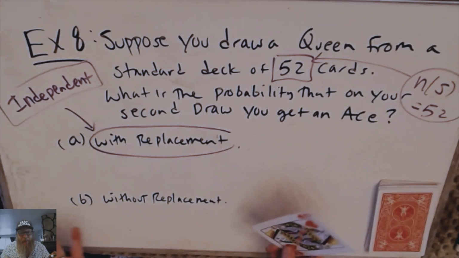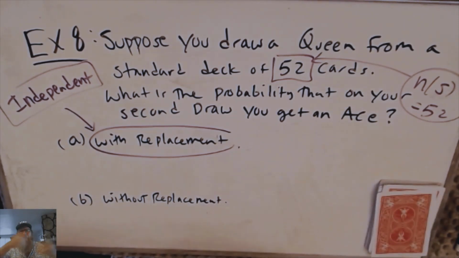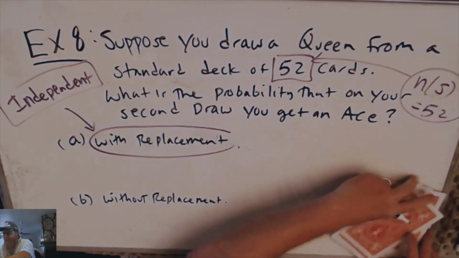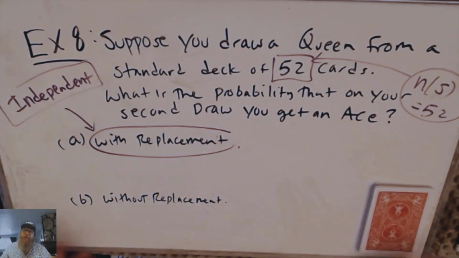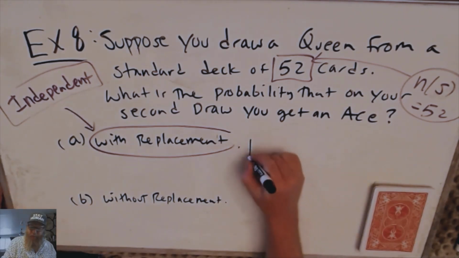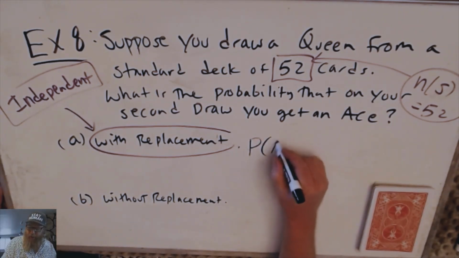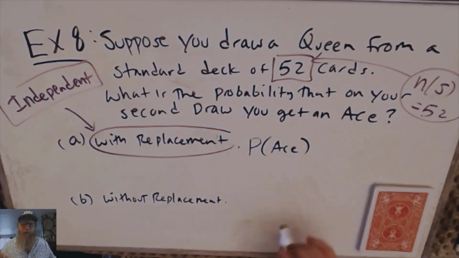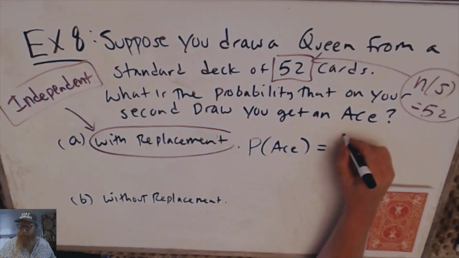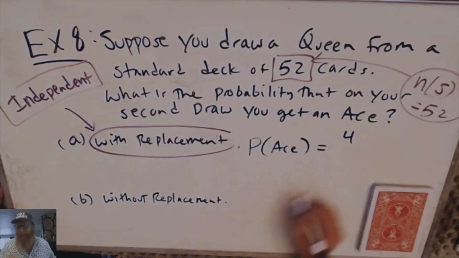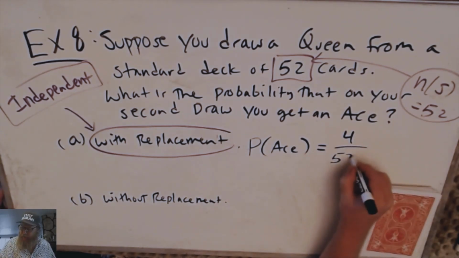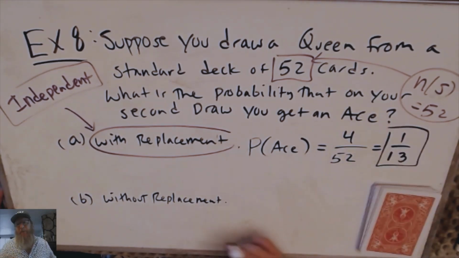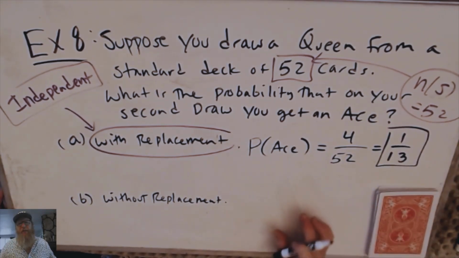The probability that I then draw an ace on my second draw, and put the card back in the deck, is independent of the fact that I had just drawn an ace. So the probability of drawing an ace, that would be my event, I'm just writing the word ace, is, well, there are 4 aces in the deck, and there are 52 cards total. So the probability is 1 out of 13, or 1/13.